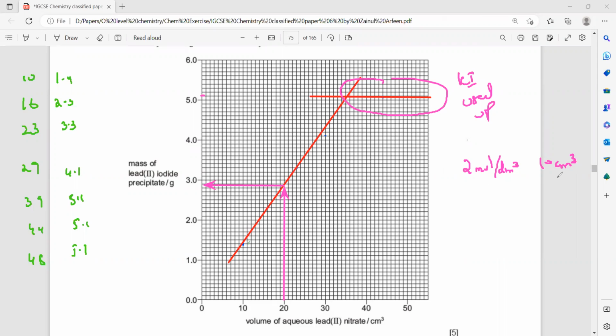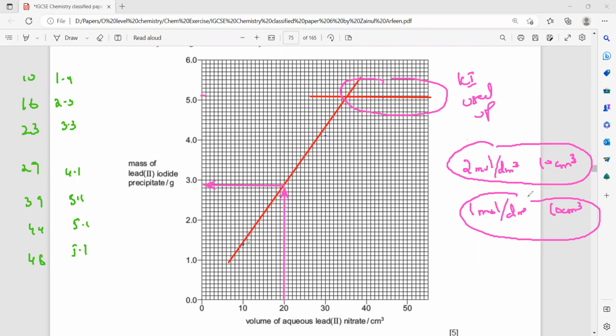Yes, 2 mole per dm cube, I use 10 cm cube. And then in the same experiment, I use the same volume, but with half the concentration, 1 mole per dm cube. So 2 mole per dm cube of volume 10 cm cube and 1 mole per dm cube of volume 10 cm cube. This will have more moles and this will have fewer moles. As a result, the number of moles decreases. So what will happen to the amount of the product?